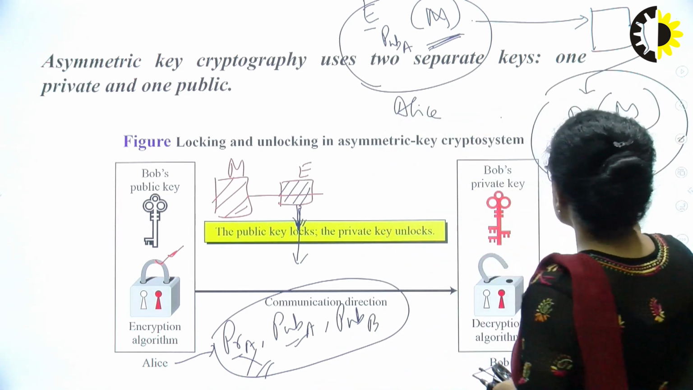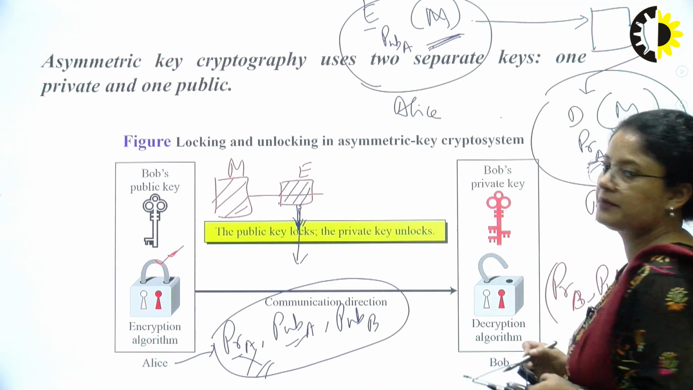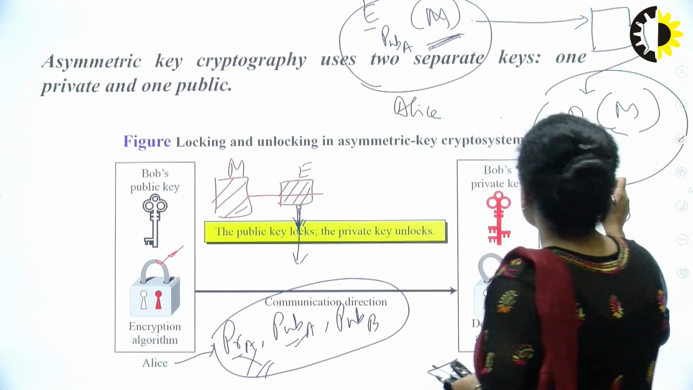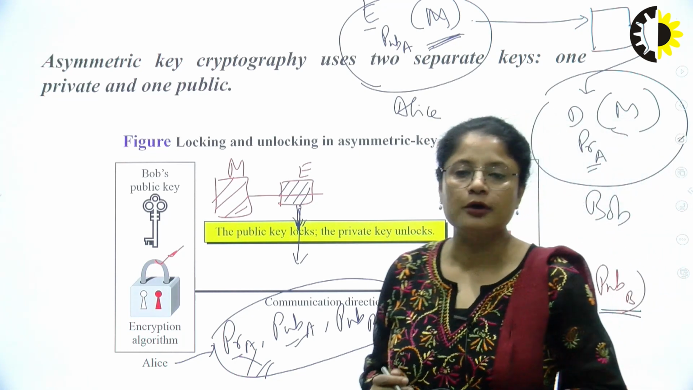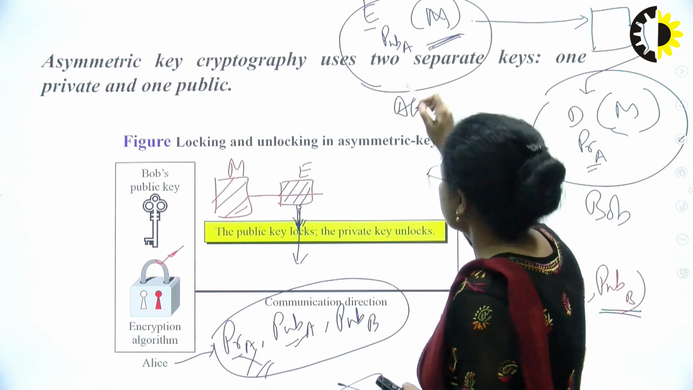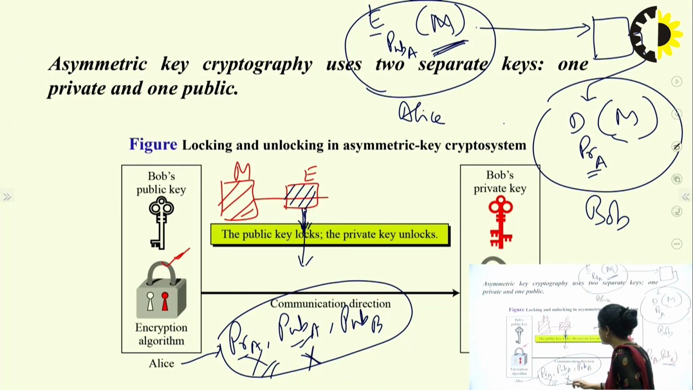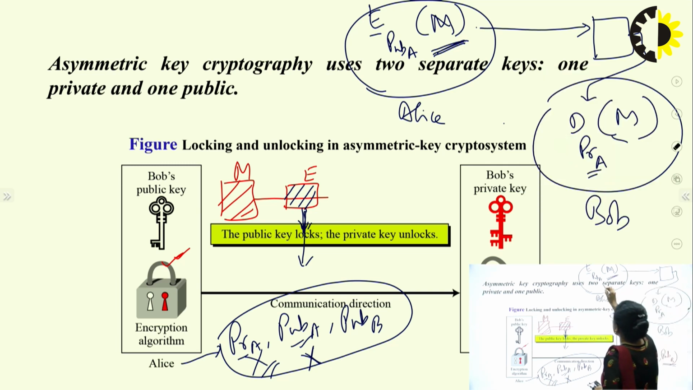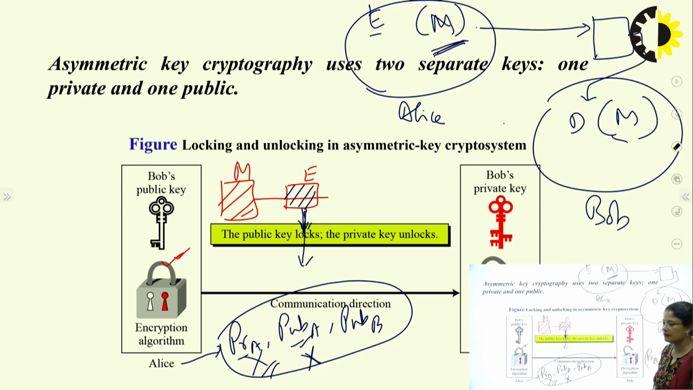Now, whether it is possible for Bob to decrypt it using the private key of Alice, the answer is no. Why? Because the private key of Alice cannot be known by Bob. It is known only by Alice. So this combination of trying to decrypt using the public key of Alice is also not possible. So we are ruling out that combination also. Now we are left with which option?